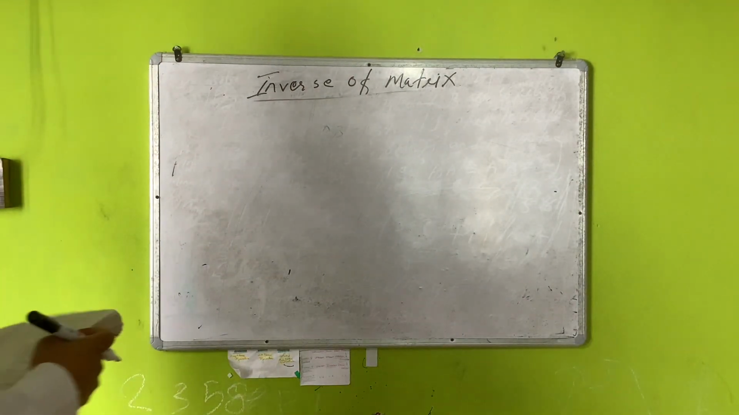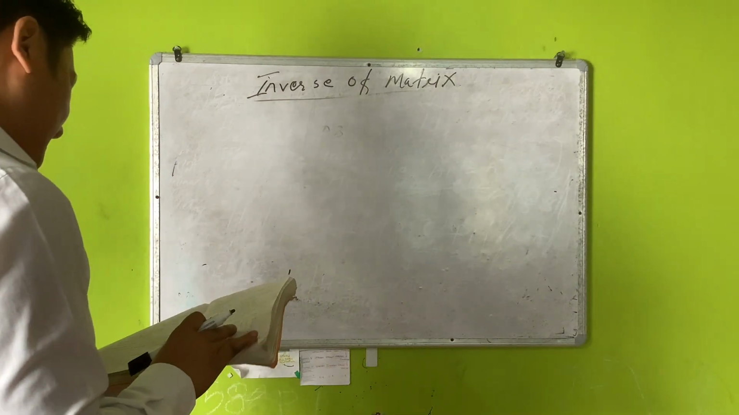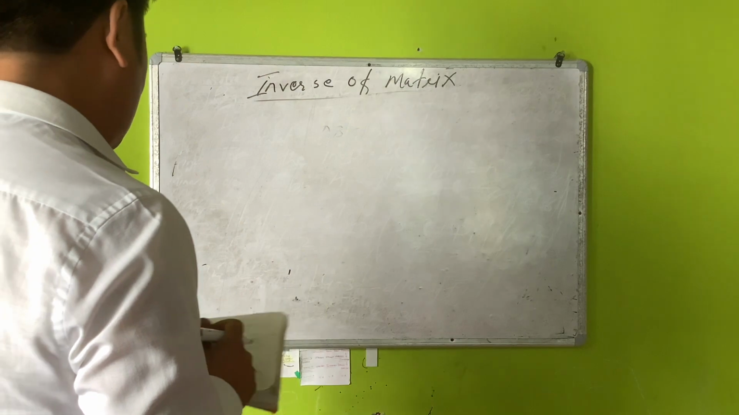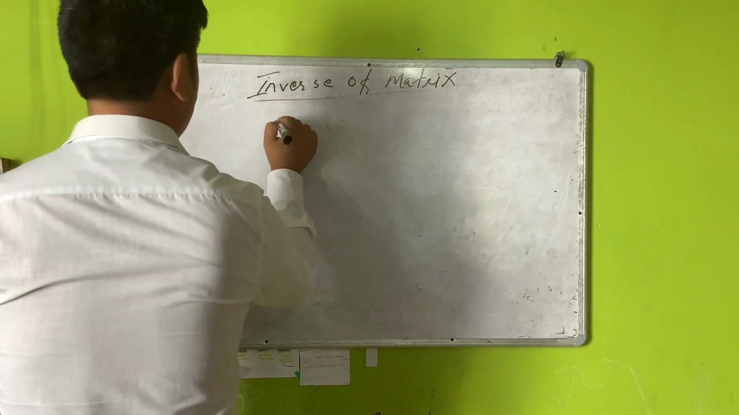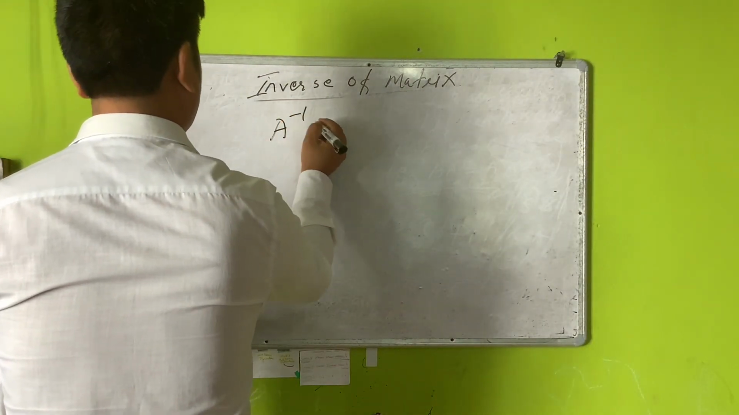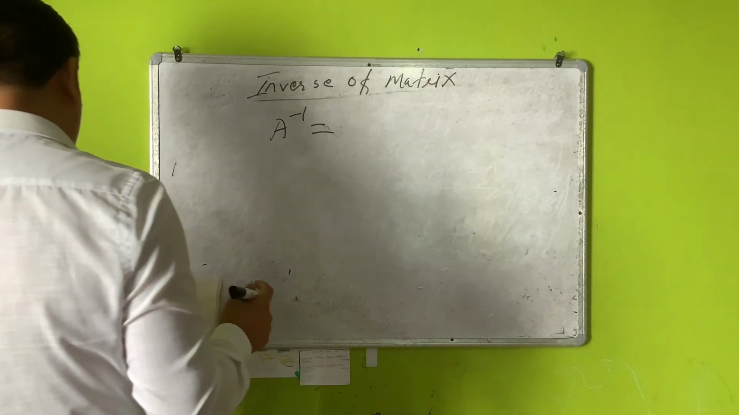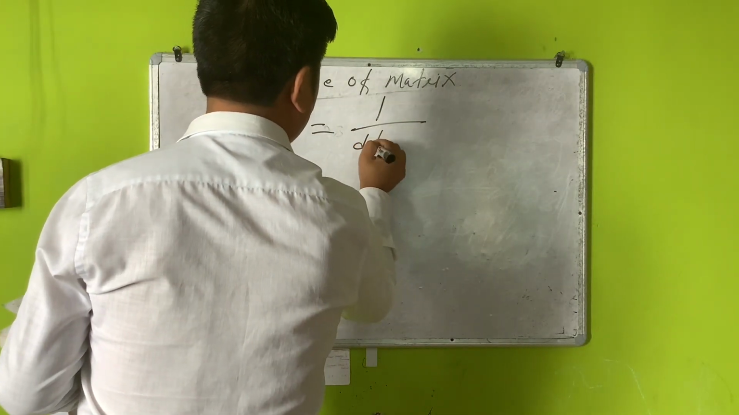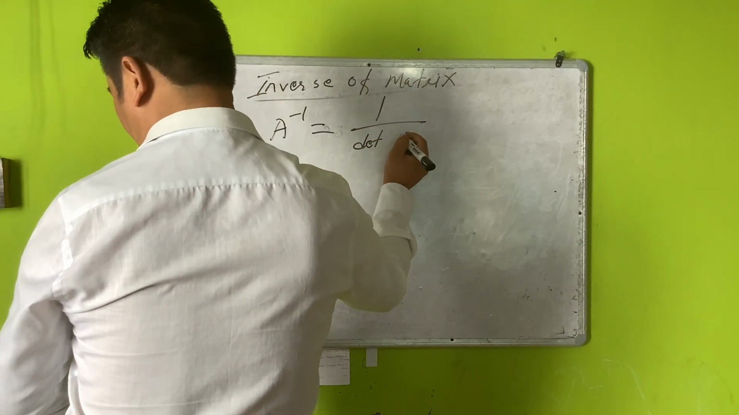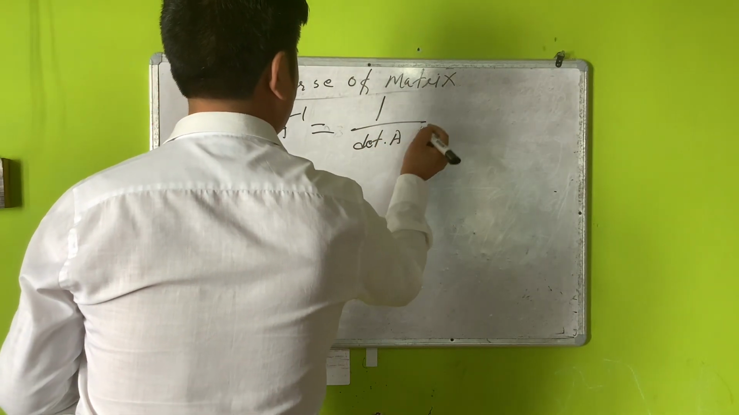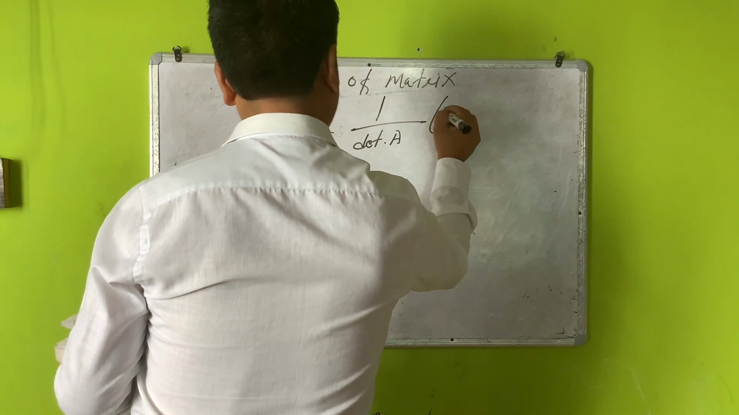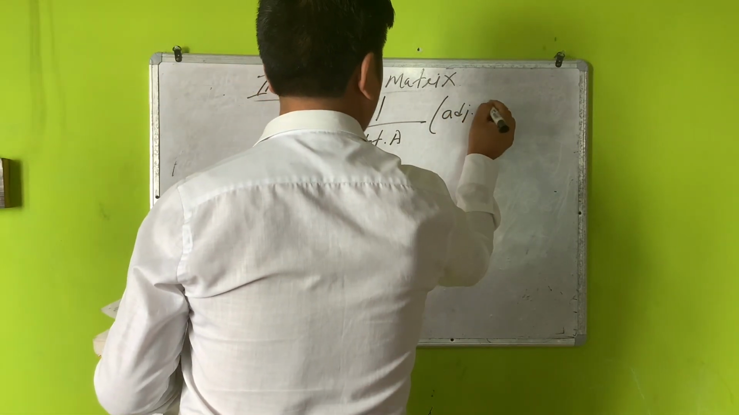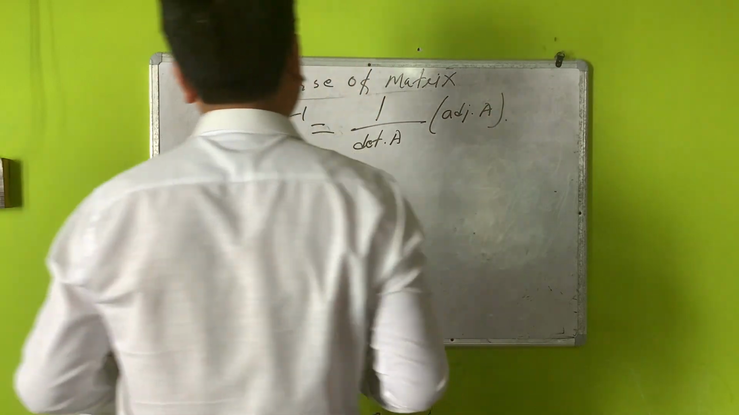This is the rule. Okay. Now, formula: A inverse is equal to what? A inverse is equal to 1 by determinant of A into adjoint of A. This is the formula.